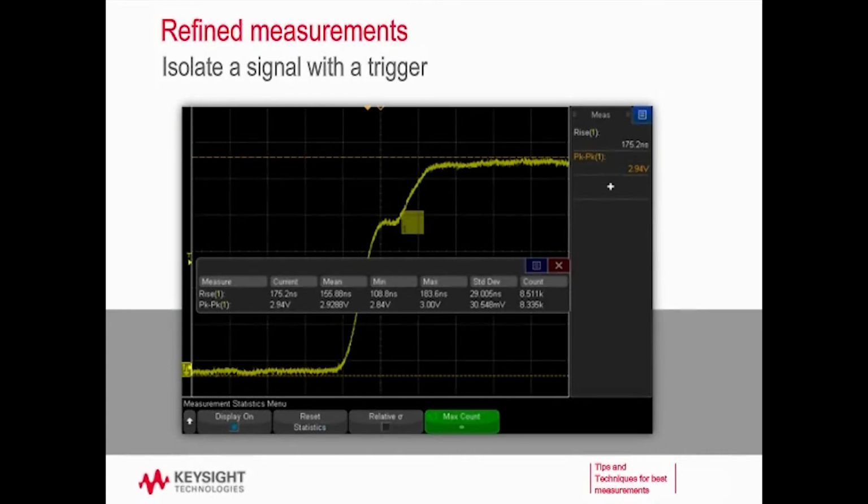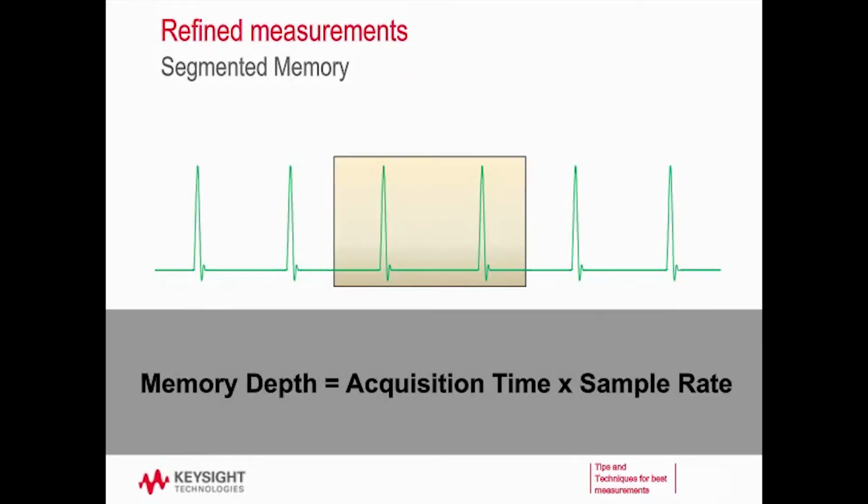Here you can see I've made both a rise time measurement and a peak-to-peak measurement, and I have statistics on those. I can tell how many times I've made that measurement. Once I've done that, I've been able to refine my measurement and make the measurement that I care about and not the measurement that I don't care about. So triggering is important to making a good measurement on your signal. We're going to talk about another way to maximize your ability to make great measurements.